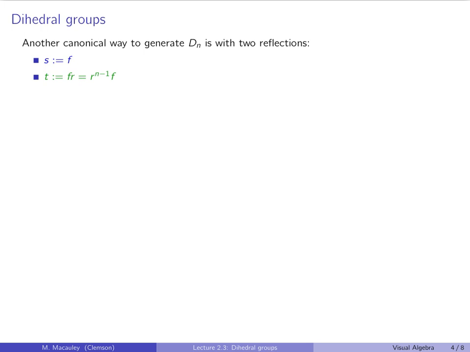Another canonical way to generate Dn is with two reflections. We saw this in the first lecture for the triangle symmetry group. Now we can't necessarily use any two reflections. For example, if we have a hexagon like this, and we try to use this reflection and this reflection, then we're only going to get 4 symmetries, the Klein 4 group. But if we use consecutive reflections, so let's say f and fr, or rf, and I'm going to call one of these s and one of these t, just for convenience.